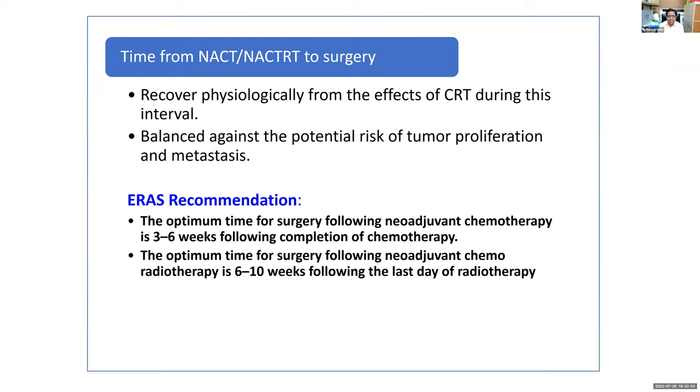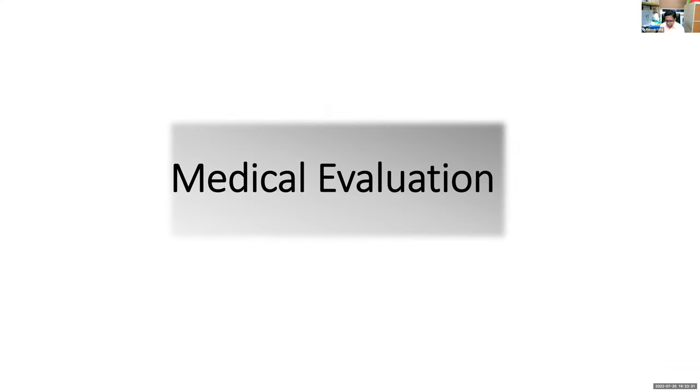Hence the recommendation is that the optimum time for surgery following neoadjuvant chemotherapy is 3 to 6 weeks. You should not wait more than 6 weeks, because whatever the tumor has regressed because of the effect of chemotherapy and radiotherapy may proliferate further, and achieving R0 resection may not be possible because the effect of chemo and radiotherapy will wear off. The optimal time for surgery following neoadjuvant chemoradiotherapy is 6 to 10 weeks following the last day of radiotherapy, because there will be a cumulative side effect of both, and hence we need to wait a little longer for the regression of various side effects of chemoradiotherapy.